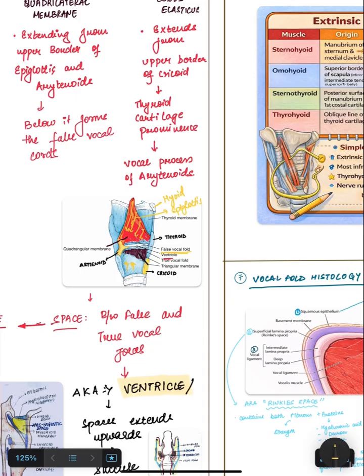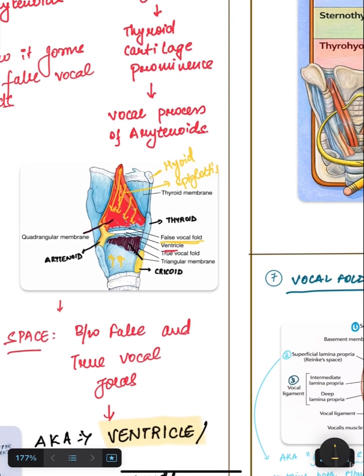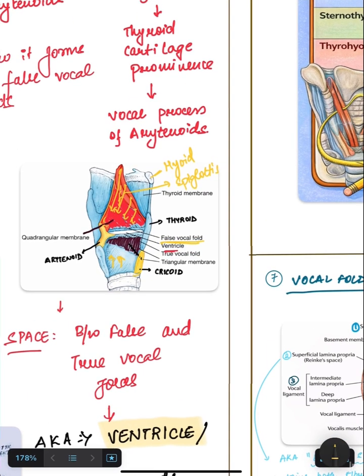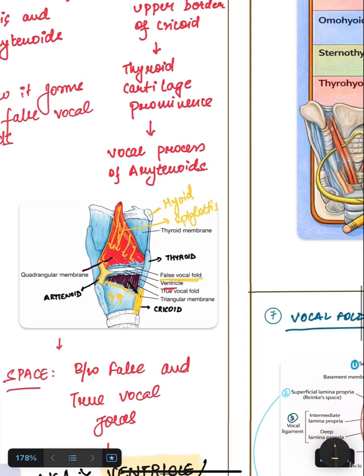रहा है. तो नीचे कहाँ से ऊपर जाएगा? From the upper border of cricoid. ये दिख रहा है? This is a cricoid, okay, and this brownish shade which I have given, that is nothing but conus elasticus.